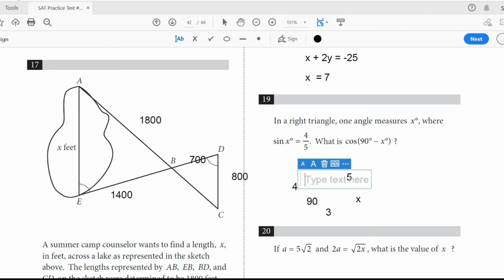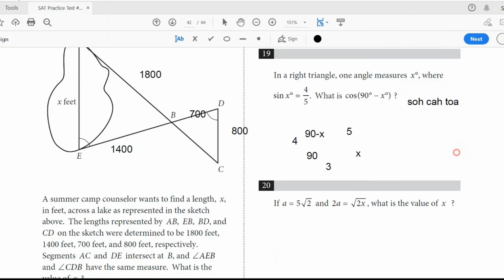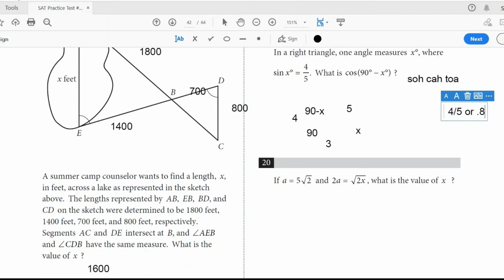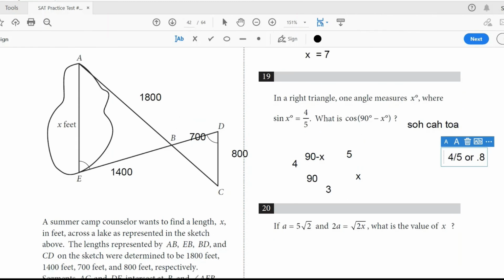So a triangle obviously has 180 degrees. 180 minus 90 means that this is the other angle, which would be 90 minus x. We're supposed to find the cosine of it. Using SOHCAHTOA, which is my go-to if I forget all my answers. Sine is opposite over hypotenuse, 4 over 5. Cosine, which is adjacent over hypotenuse, is also 4 over 5. And therefore the answer is 4 over 5, or 0.8, either way. Simply, these two are equal.